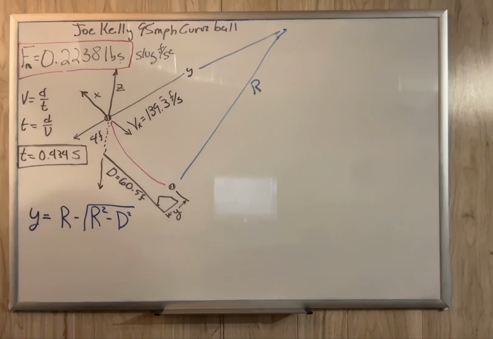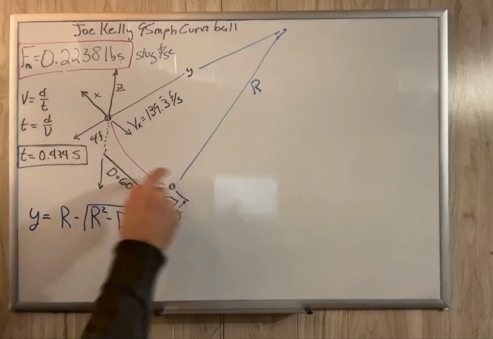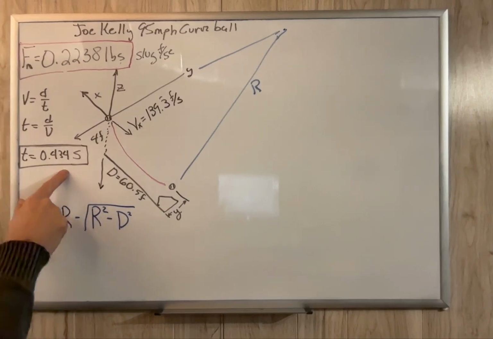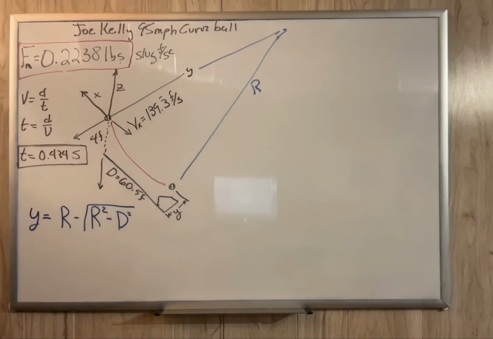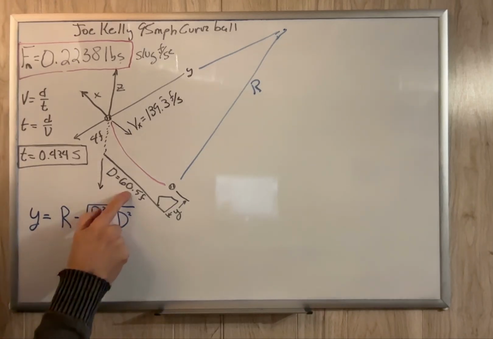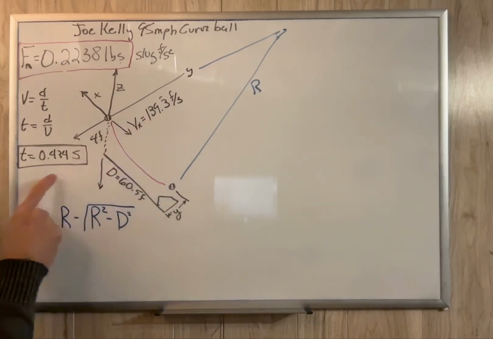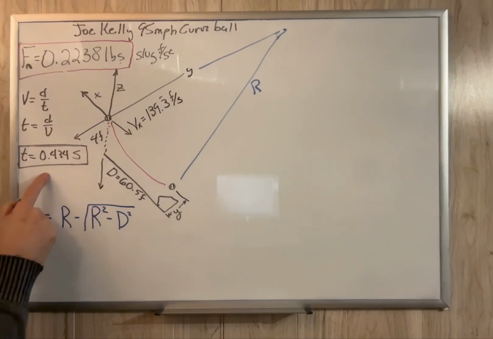Number one, let's look at how much time it takes to go from here to there. It's going to be important down the road. Simple equation: velocity is distance divided by time, so time is distance divided by velocity. We know the distance, 60.5 feet, and we know the velocity. That comes to about 0.434 seconds.